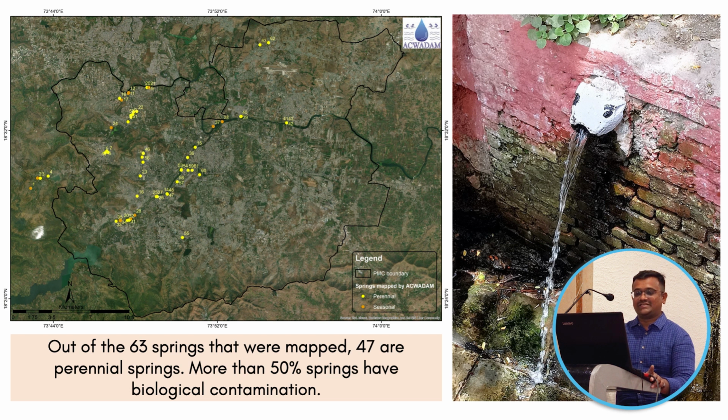And out of the 63 springs that we mapped, 47 springs were perennial. So that is a good part. And the bad part is 50% of them had biological contamination.